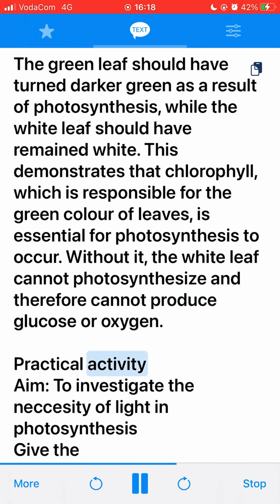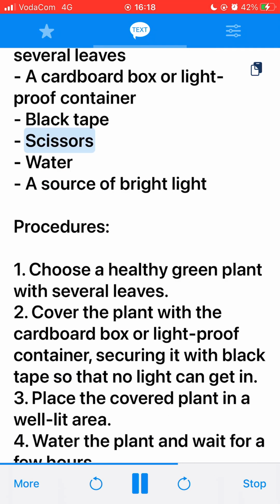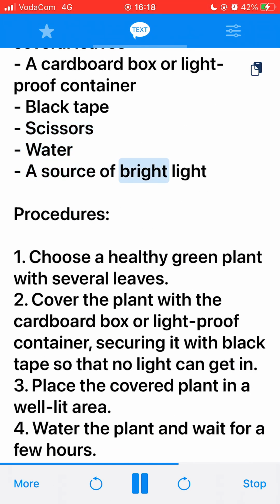Practical activity. Aim: to investigate the necessity of light in photosynthesis. Give the requirements, procedures and results. Requirements: a healthy green plant with several leaves, a cardboard box or light-proof container, black tape, scissors, water, a source of bright light.